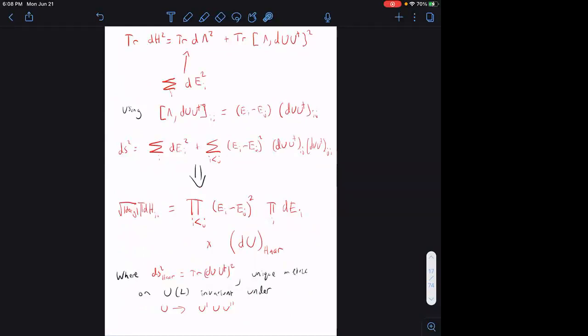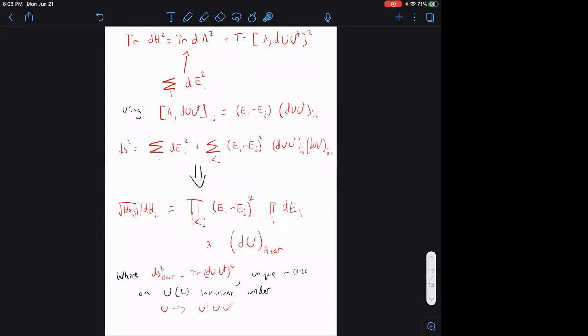If anyone's interested, it's a neat procedure of working that out, but for now I'm just going to focus on the result. The result is that this Jacobian is this function here. It's a product over pairs of energies of this energy difference squared. So you have this Jacobian.